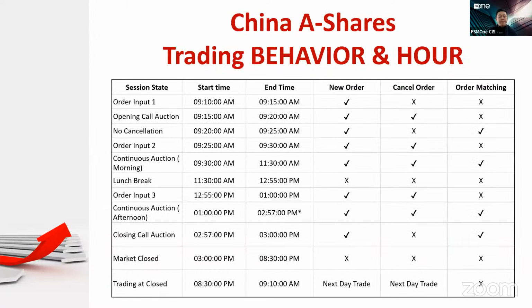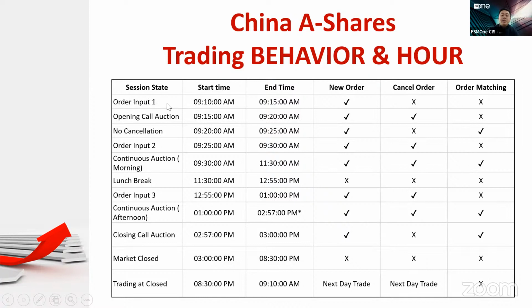So this is the trading behavior and also the trading hours of the China A-share market. The trading hours are rather short compared to other exchanges, but not to worry, because this chart is available on our platform. The most important thing you need to know is that the market opens from 9:30 to 11:30. In these trading hours, you are able to place new orders, cancel your orders, and the exchange is able to match the orders for you.